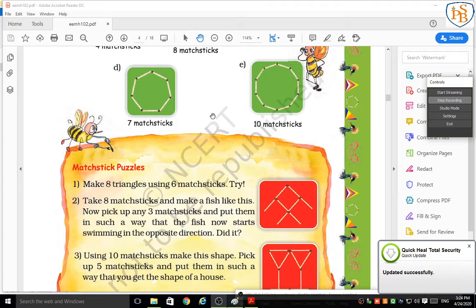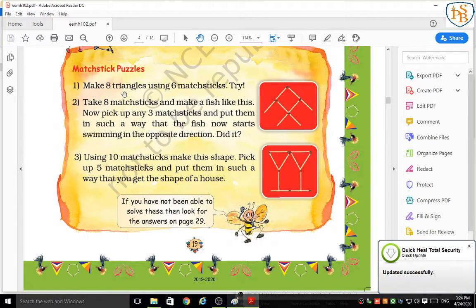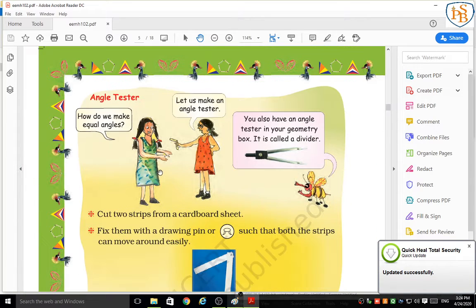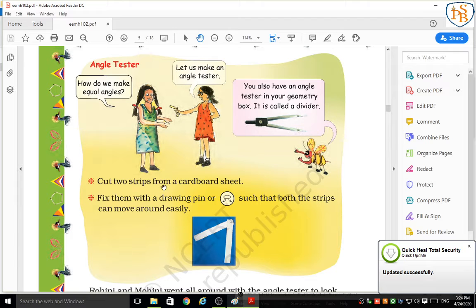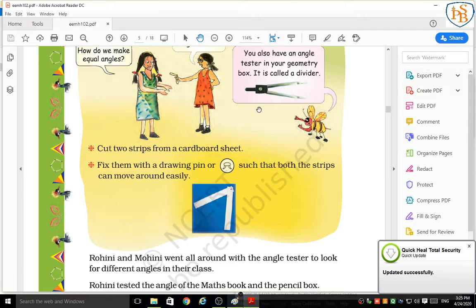After that we solved one puzzle using matchsticks, correct students. Next we used one geometrical instrument called a divider. We also made one divider using strips of cardboard sheet. What is the use of the divider? The divider is used to measure angles, correct students.